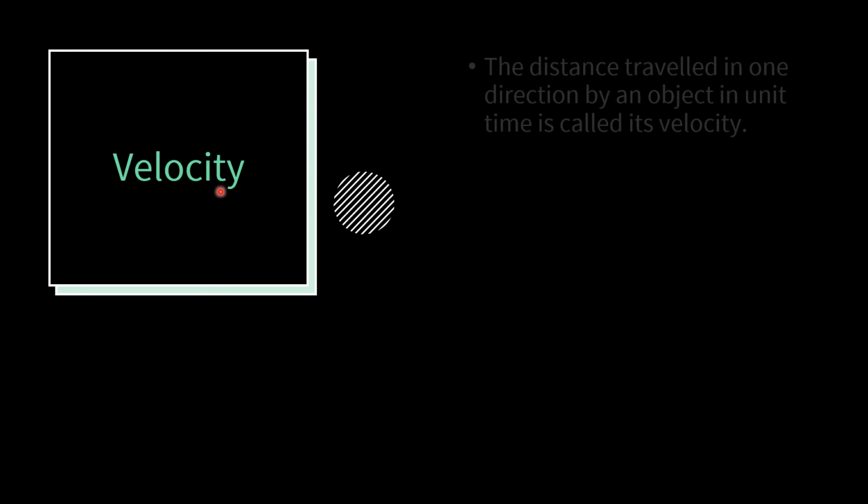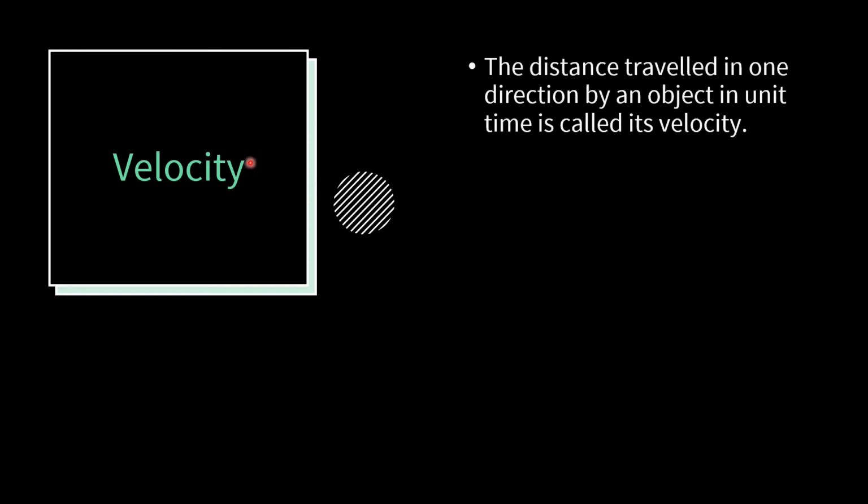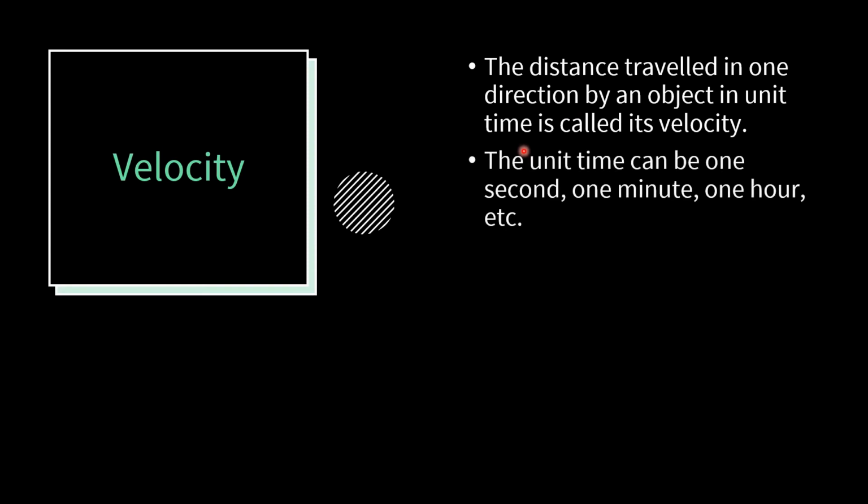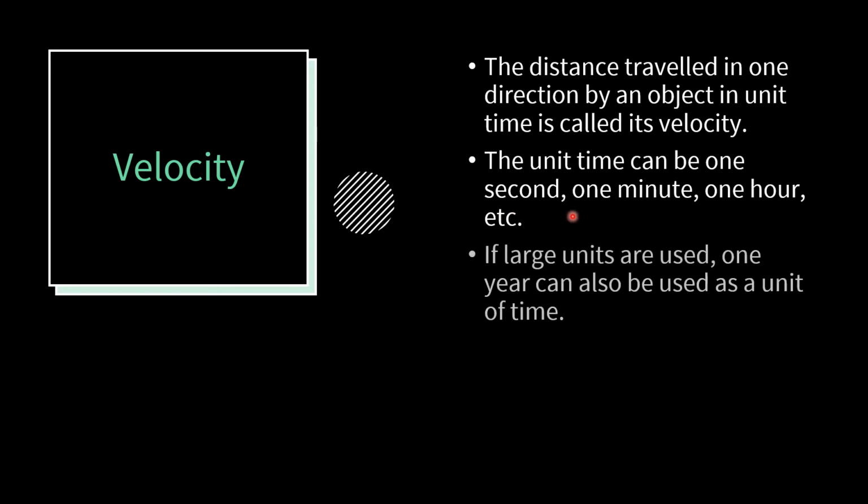The next concept we are going to learn with respect to movement of an object is velocity. Velocity, if you remember, is a vector quantity. It is defined as the distance travelled in one direction. Since it is a vector, we have to represent direction as well. The distance travelled in one direction by an object in unit time is called its velocity. The unit time can be 1 second, 1 minute, 1 hour, 1 day, 1 year, etc., depending on the quantity.